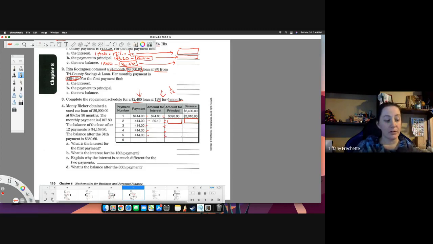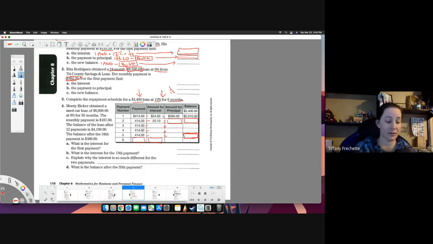So the big thing here is you have to pay attention. This amount is going to help you determine what the payment amount will be. So what you'll want to do is take this final amount here and multiply to figure out the interest first, and add those two together to figure out what your last payment will be.